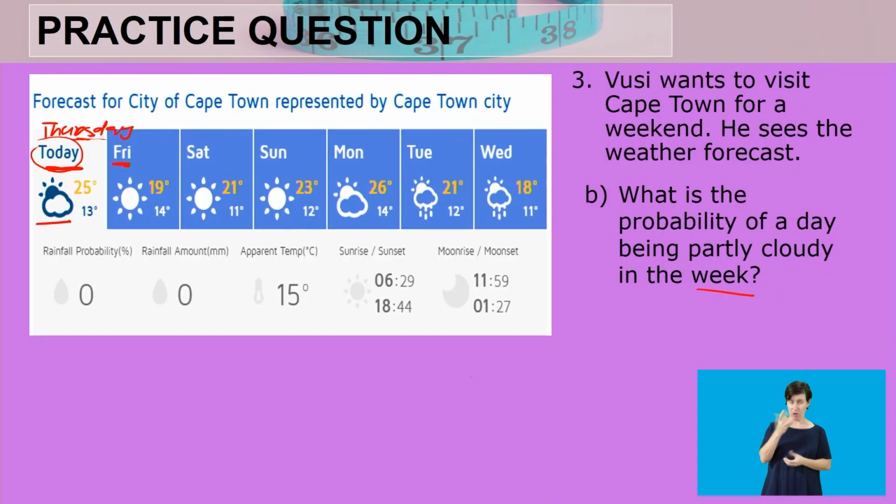So we count the number of days where we've got clouds. We've got clouds on the Thursday, clouds on a Monday, clouds on a Tuesday, and clouds on a Wednesday. So whenever we write probability, we say probability is equal to how many days do we have in total? We've got 1, 2, 3, 4, 5, 6, 7. We've got 7 days in total. And then how many days will we get a day that is partly cloudy? It's Thursday, Monday, Tuesday, and Wednesday. So it's actually 4 over 7. So the probability is 4 over 7. We've got 4 day chances that it might be cloudy in the entire 7 days.